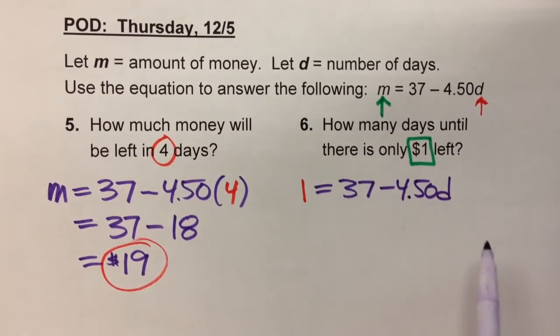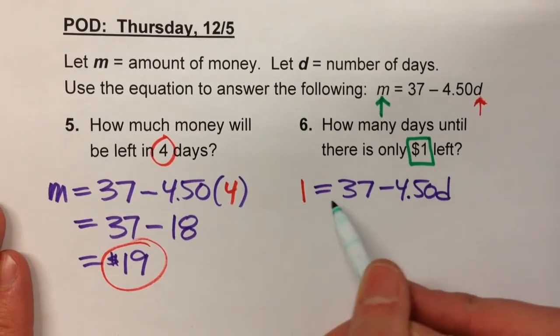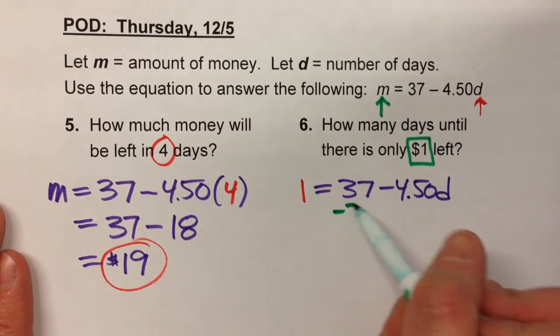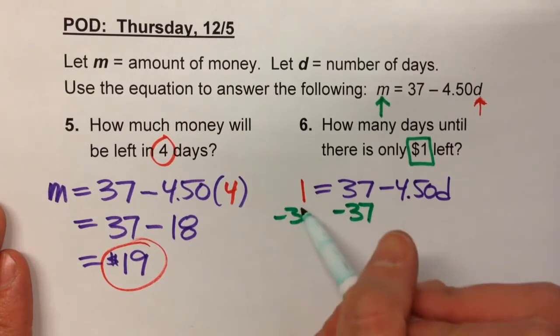And notice, this equation is different than the other equation. The first equation has the variable by itself, so we just have to compute and get an answer. This equation has our variable all mixed up with the numbers. So in order to figure out what d is, we're going to have to undo the equation like an algebra equation. So we have to undo our 37, so we're going to subtract 37 on both sides of the equal sign.